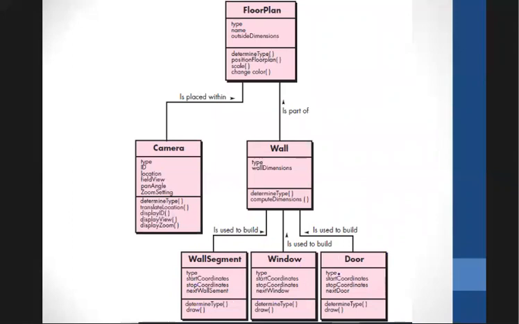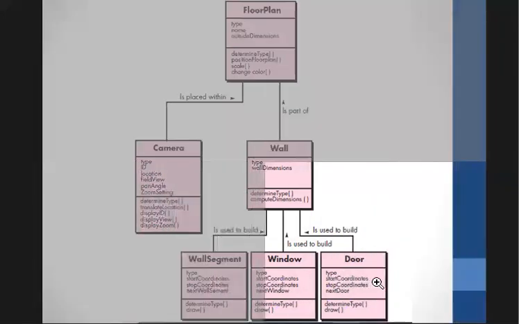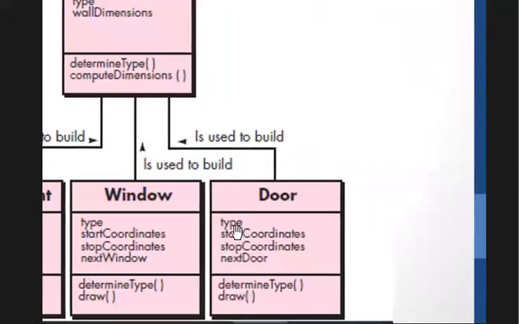Now, if you see the door is going to have the type. If we see in here, the door has got the type of door it is, whether it is a plastic door, a wooden door. Then you're going to have the coordinates, dimensions, the starting, stopping coordinates, the next door. Then the operation is going to determine the type and draw that particular door. Here you're just making a floor plan. So you're going to make a door within its place. Then the same is going to be for a window.